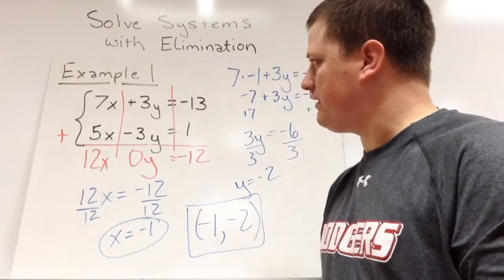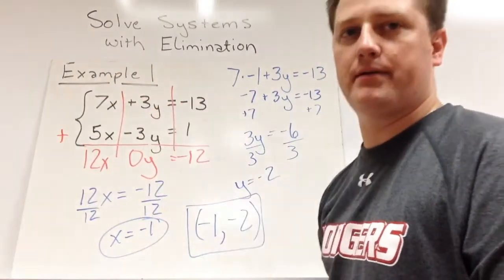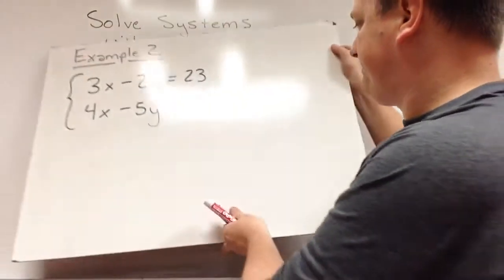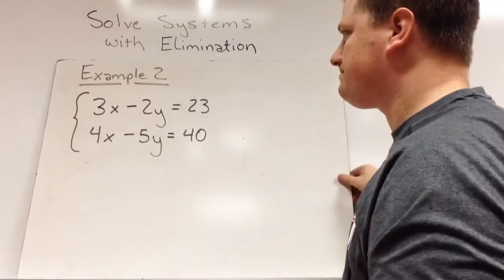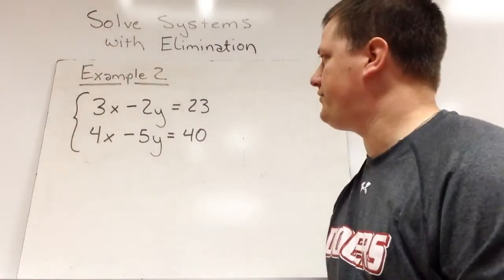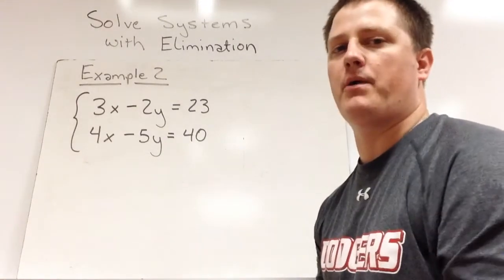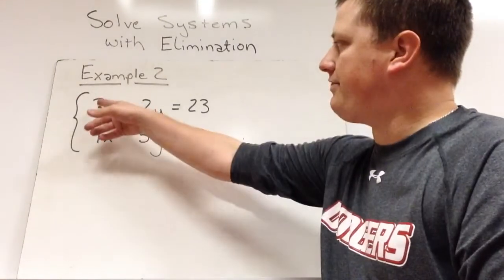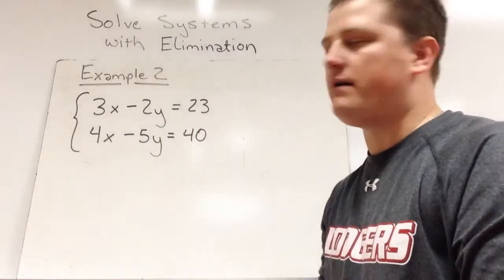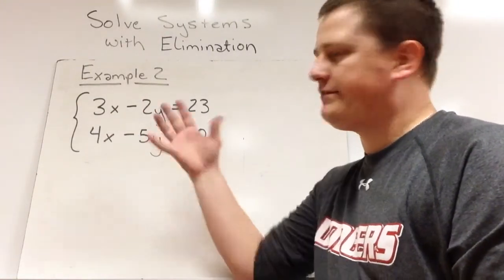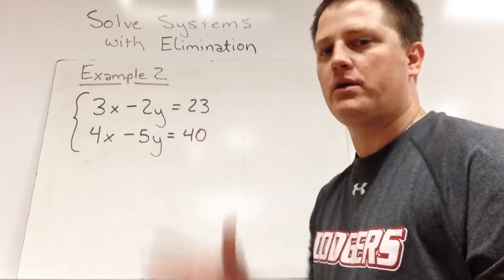Remember, key thing for elimination, things have to be lined up. Let's try another. Okay, so in example 2, everything's lined up. So what we need to do is figure out what we want to turn everything into. So we've got 3 and 4 can turn into 12. 2 and 5 can turn into 10. So since 2 and 5 make a smaller number, let's go with that.